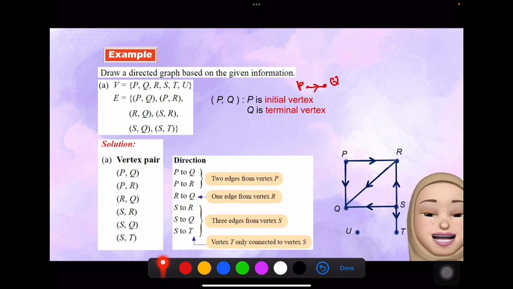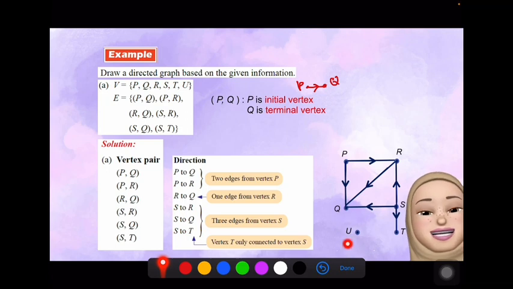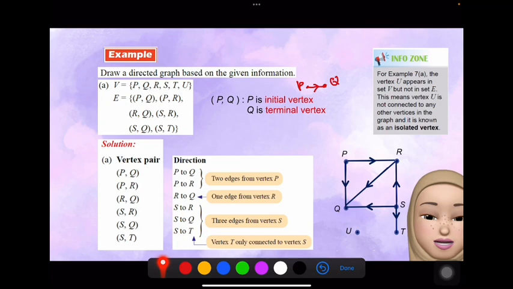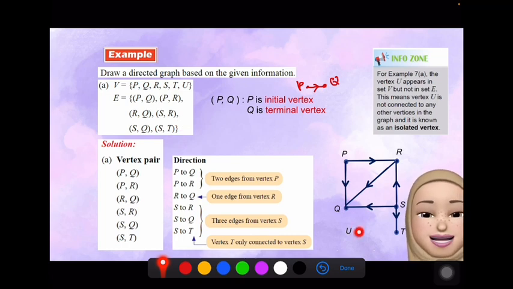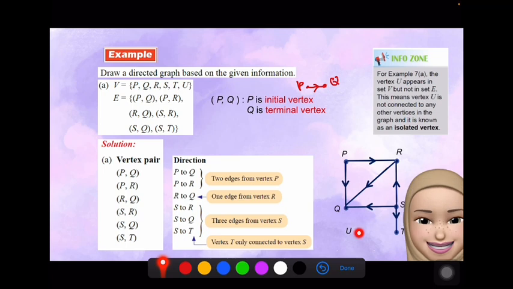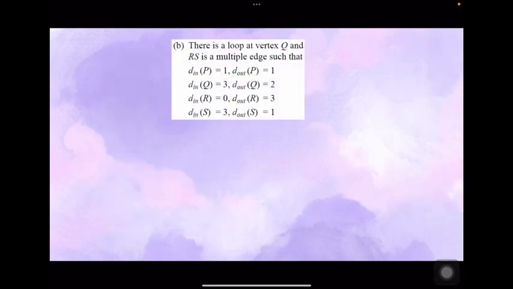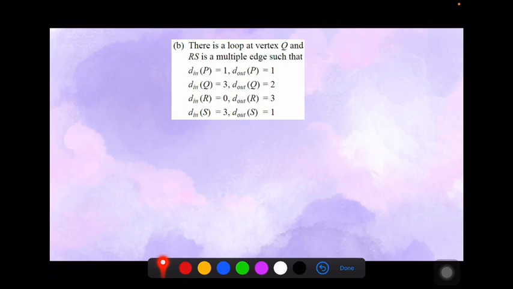As you can see, we have one point here, point U, which appears in set V but not in set E. This means vertex U is not connected to any other vertices in the graph, and it is known as an isolated vertex. Okay, next example. Example B.